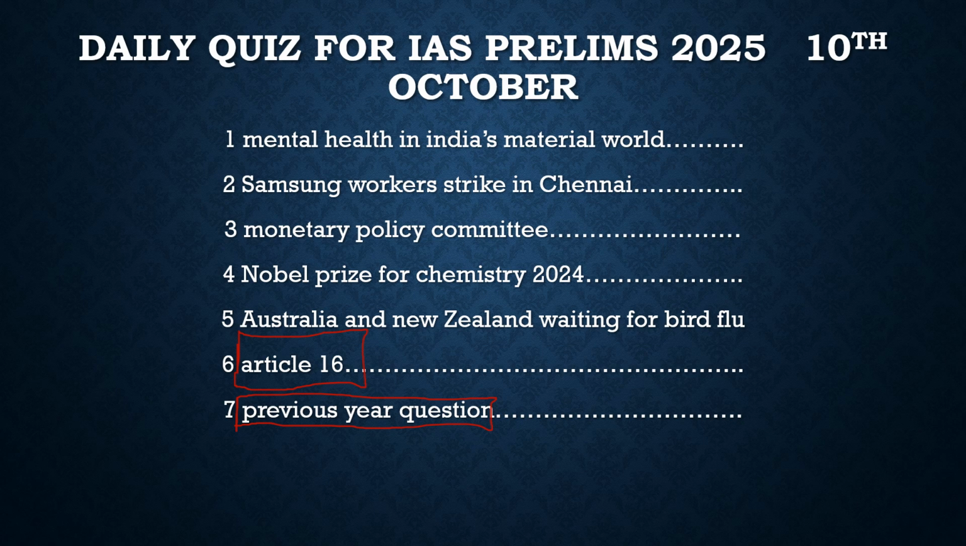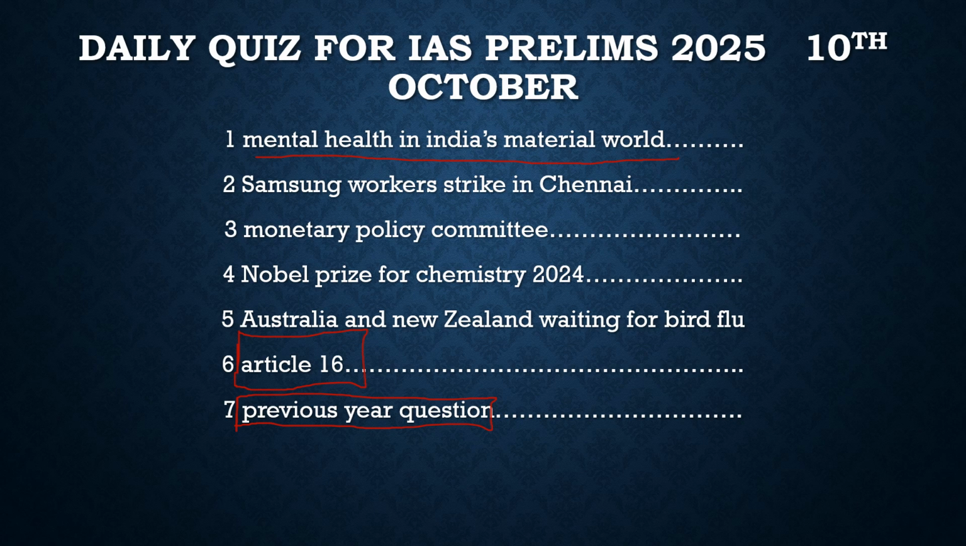So with this, let's have a good look at the topics from where we had taken today's questions. Let's get the context of the questions first, then we'll try to solve the questions. The first article from where we had taken today's question is about mental health in India's material world. This is the news article. This was in the newspaper. So let's try to understand.